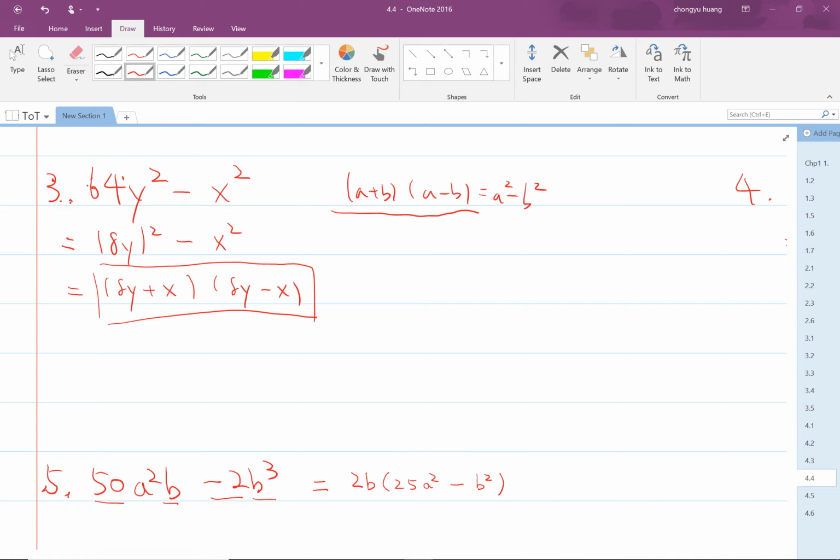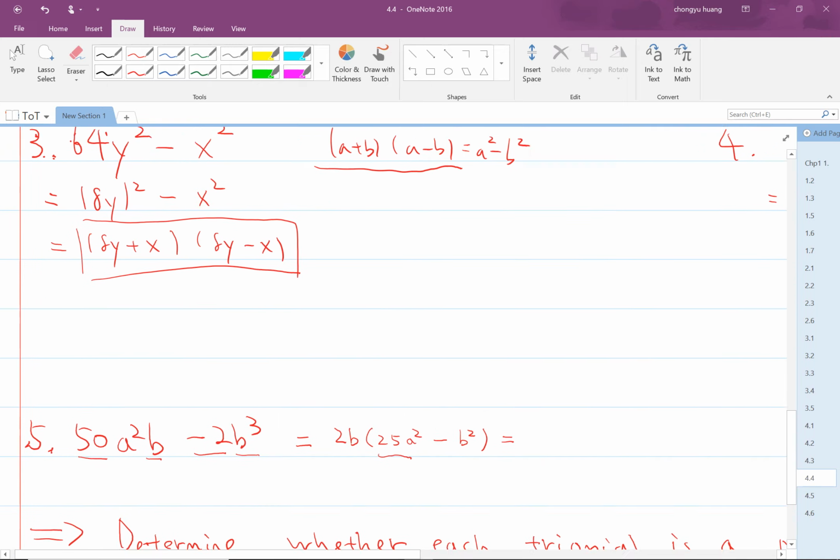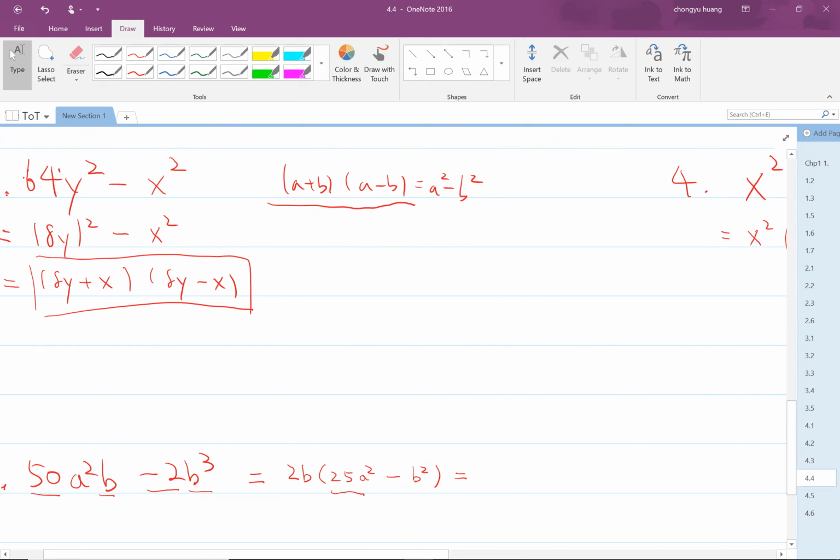Okay, so now let's do the next step. The next step should be really familiar to you guys, because now you've seen that we have 25a squared minus b squared, right? At this point you guys should be able to do it right away. So we finish it, just basically 5a plus b and then 5a minus b, right?